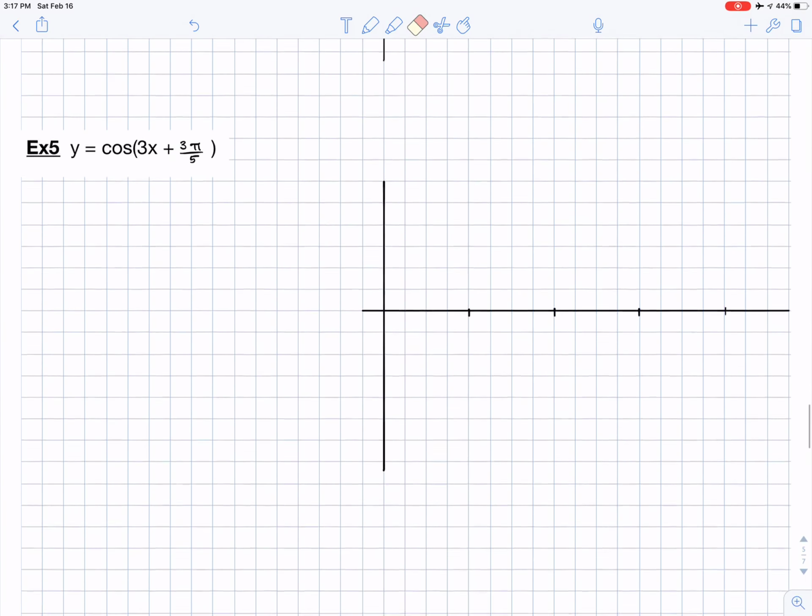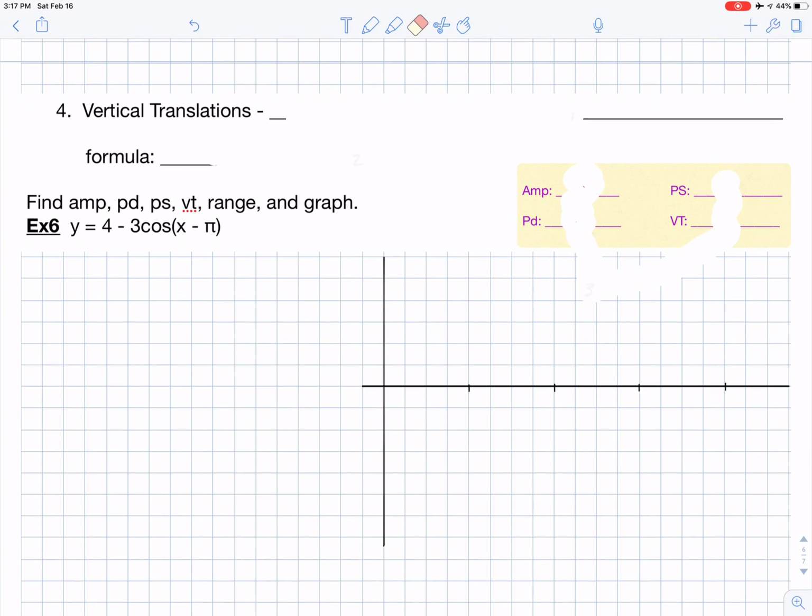And then lastly, we'll talk about vertical translations. The vertical translation is the up and the down translation. And again, as in previous courses, if it says plus, you're going up. If it says minus, you're going down. And my formula for that is just simply C in my standard equation. So here's a table of all 4 of the formulas all in one spot.